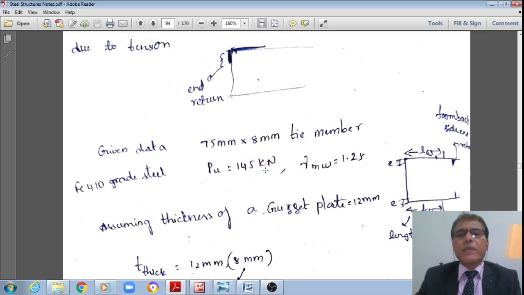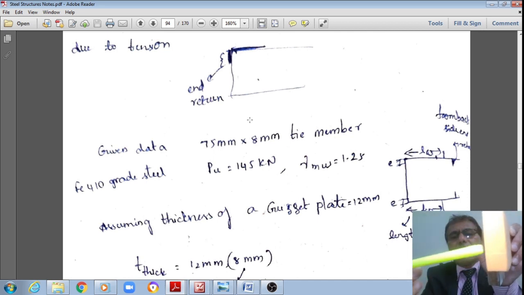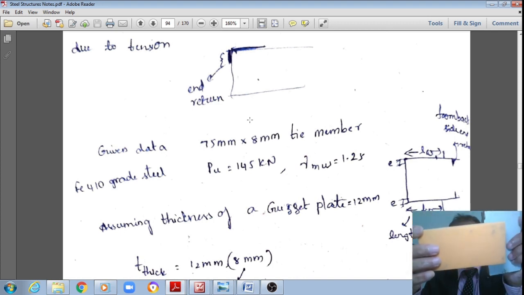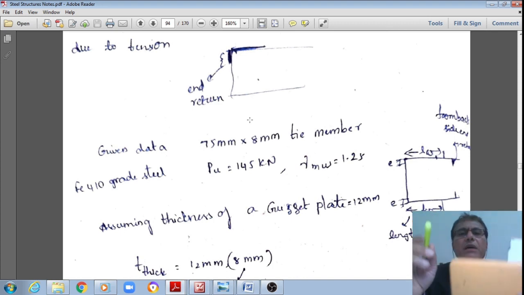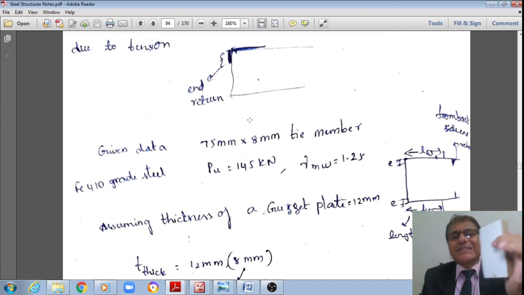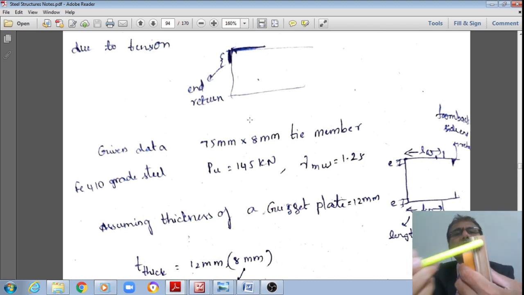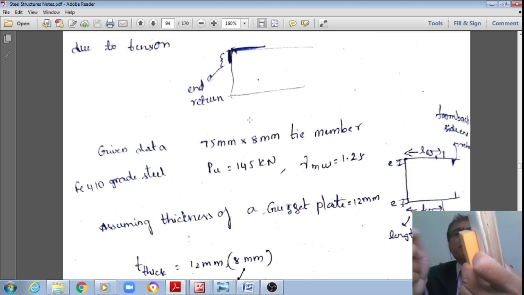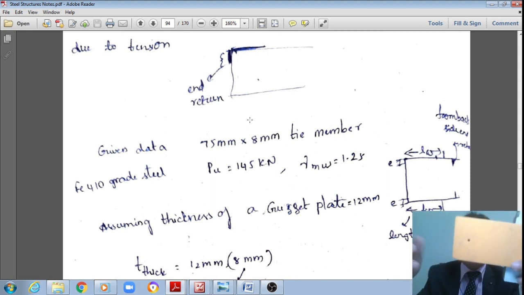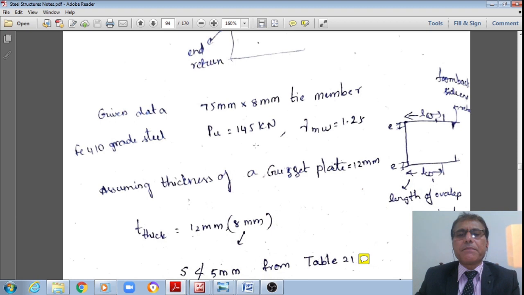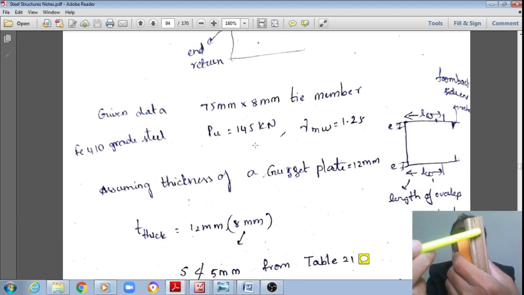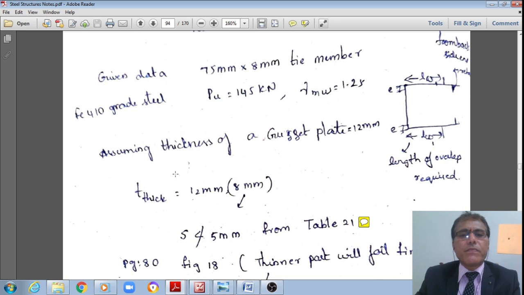Now what I am assuming is that here the tie member thickness is already 8 mm, but once we connect a tension member to a gusset plate, the main concept is that the connection should not fail. Therefore, the thickness of this gusset plate should be more than the thickness of this tension member. Therefore, I'll assume that the thickness of the gusset plate is equal to 12 mm. This is my assumption. You may differ also, or even you may say 10 mm, because even 10 mm is greater than 8 mm. It is okay then.